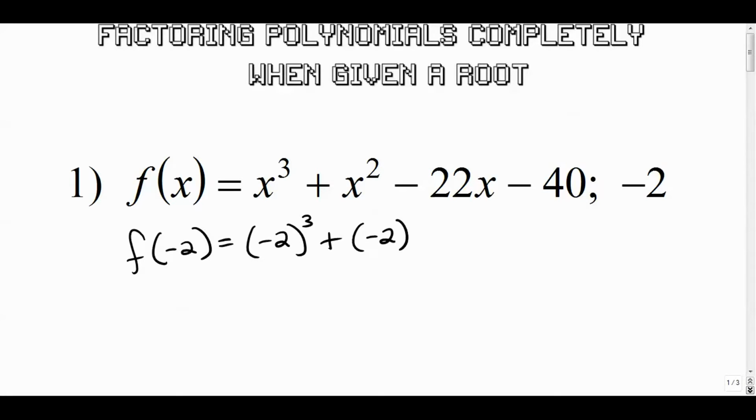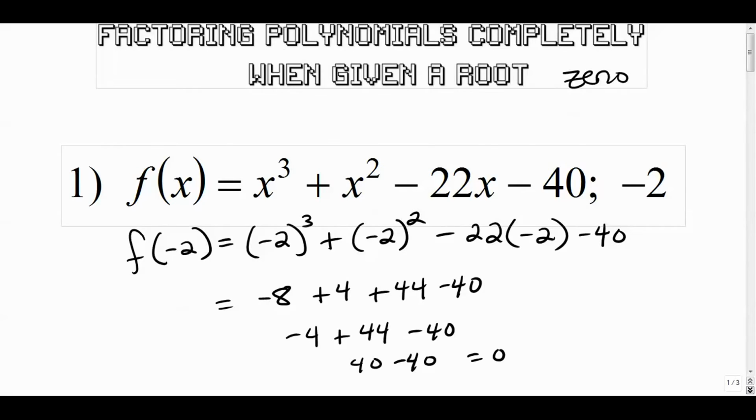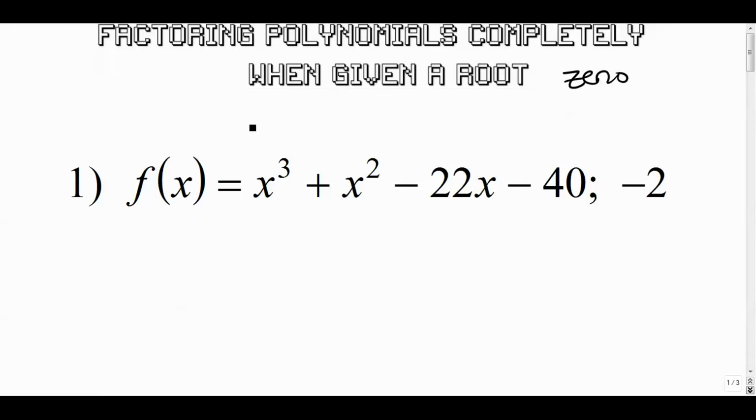When you plug it into this function, you get a zero. The words zero and root are synonymous. So let's check this. -8, this is +4, +44 minus 40. -4 plus 44 minus 40. This is 40 minus 40, which is 0. Alright, so that's what we're dealing with here. We're dealing with numbers that fit inside of these functions and yield a 0.